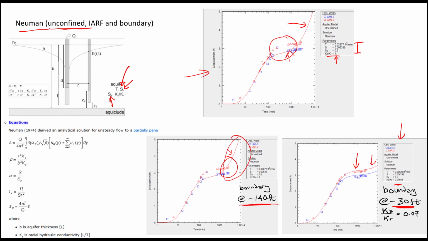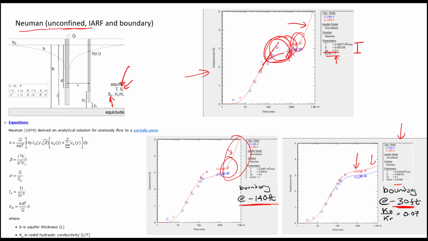Okay, so now we've got these two approaches, or really two conceptual models, for explaining this break in slope. We could do it with a boundary, but the boundary needs to be a bit closer than what we see. Or we could do it with release from storage in the unconfined case. That explains the break in slope, but then it's just this late time that is not explained. So that's some progress.